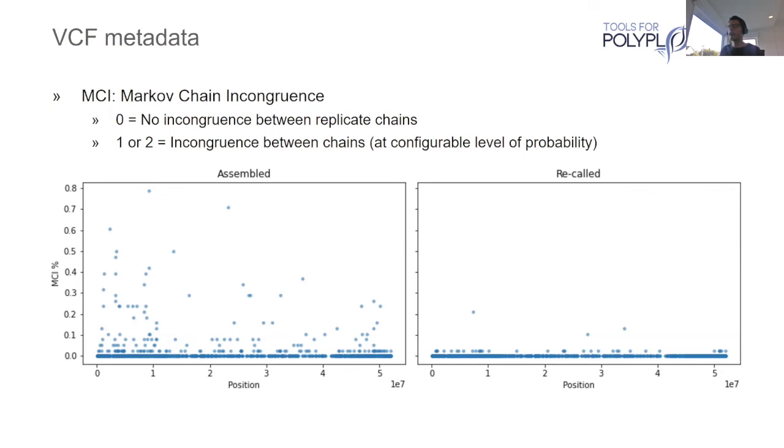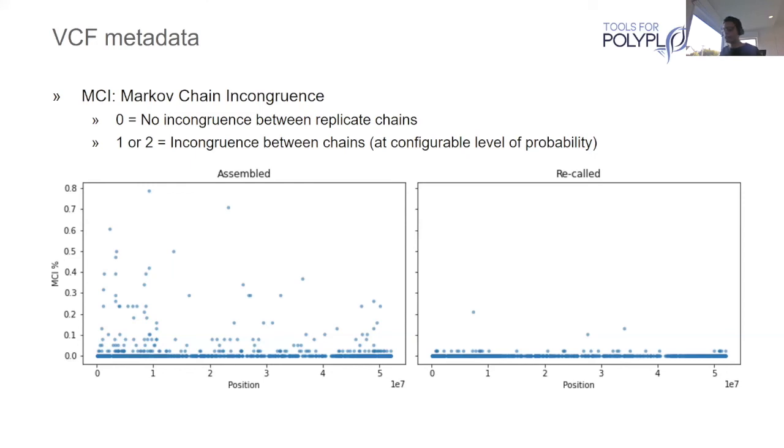So if you try and assemble a hexaploid as a tetraploid, it will give you a tetraploid genotype as a result, but you'll almost certainly find that there's been some Markov chain incongruence. Now, these results on this first panel are for the assembly tool. When we reran those assemblies with the recall tool, we see a lot less Markov chain incongruence.